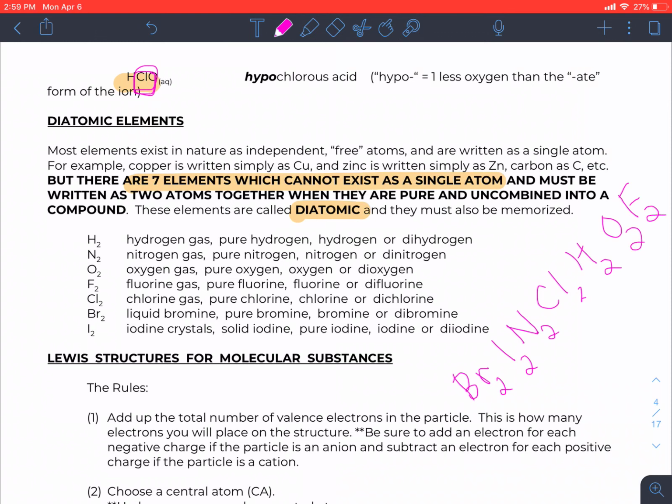And so if you see the phrase hydrogen gas, or pure hydrogen or dihydrogen, any of those combinations of names, you would write it as a molecule of H2. Hardly ever will you just write H by itself, meaning that it's not bonded to something else. Okay, so next week we will look at Lewis structures.